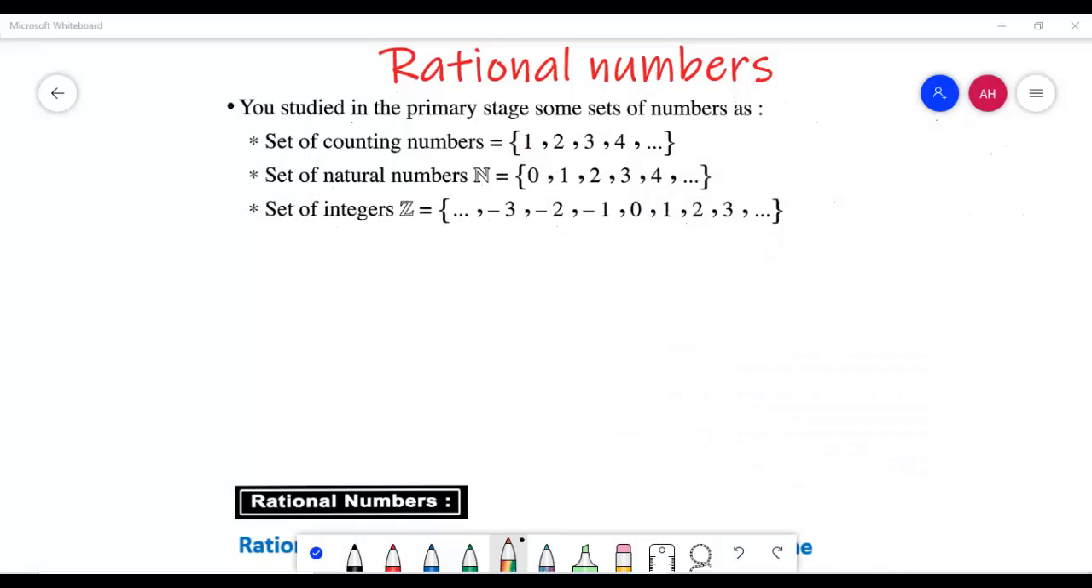Today's lesson, we are going to begin with the first lesson in Unit 1, which is called the set of rational numbers. What is the set of rational numbers and what are the elements inside of this set? Before we go and answer those questions, let's first remember some of the sets of numbers that we have studied previously.